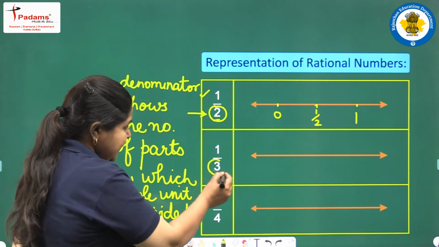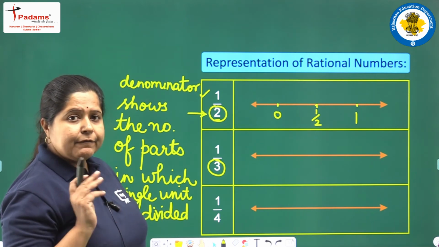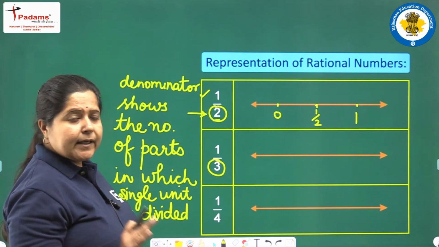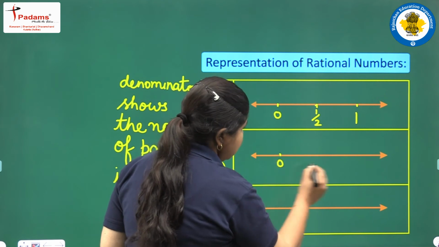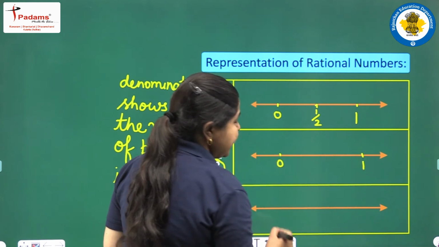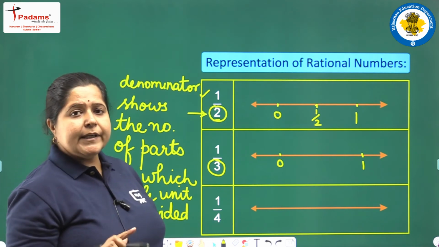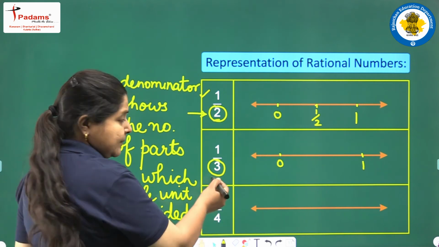Again we move on to 1/3. Think of the denominator now, 3. This means we have to divide one single unit into 3 parts. And what is the one single unit? 0 to 1. Now again we mark 0 and we mark 1 here, and now we have to divide it into 3. To divide into 3, we need to mark 2 points in between, one less than the number.